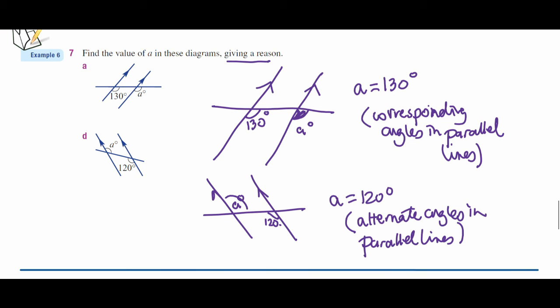Okay, so typically when we look at this, we're looking for a correct answer and a correct reason. We want the word alternate angles, and I really want in parallel lines.